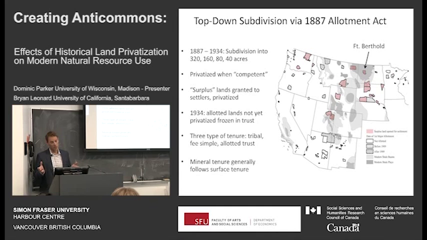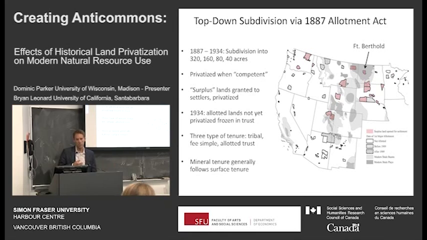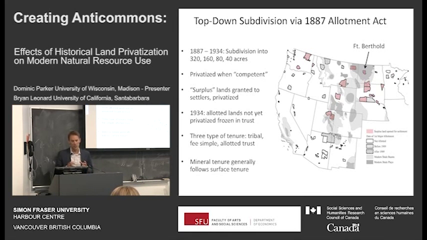On the Fort Berthold Reservation, the surface, and it turns out the subsurface rights, were subdivided. The process got started through the General Allotment Act. Subdivision through that act was typically in 320, 160, 80, and 40 acre parcels. 160 acres for a family in an arable region, a region with decent farmland like North Dakota, but 80 acres would go to a single individual that was over 18, and 40 acres would go to a child, somebody under 18. So you get these different size parcels.